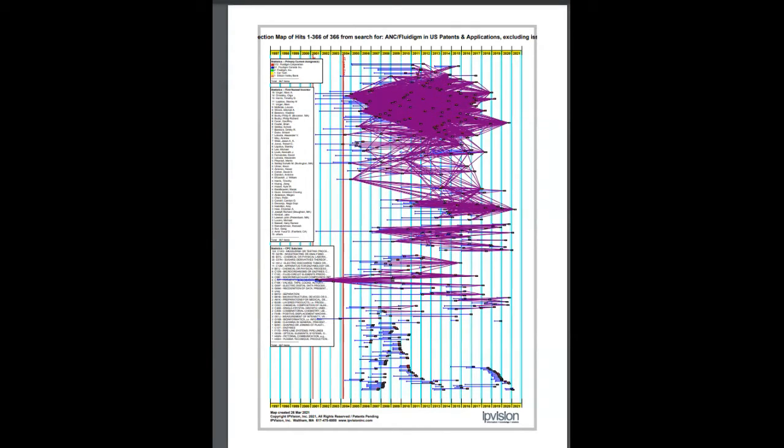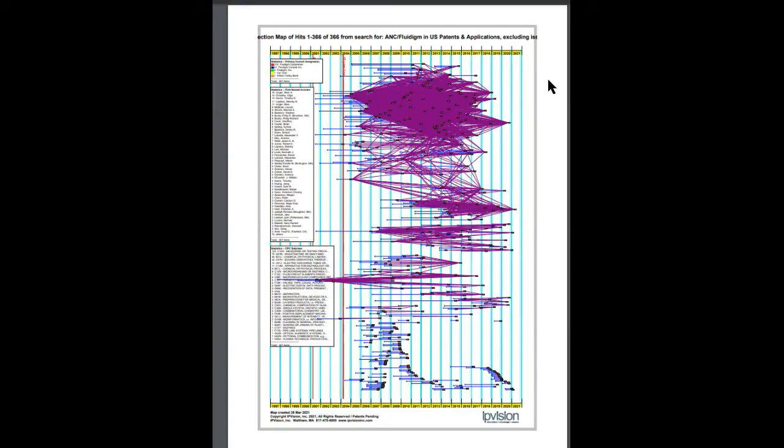The algorithms that lay out the IPVision maps are designed to minimize the number of cross lines and enhance visibility. In interconnection maps, this results in the most clustered patents appearing at the top of the map and fewer and fewer cross-citation clusters as you go towards the bottom of the map.